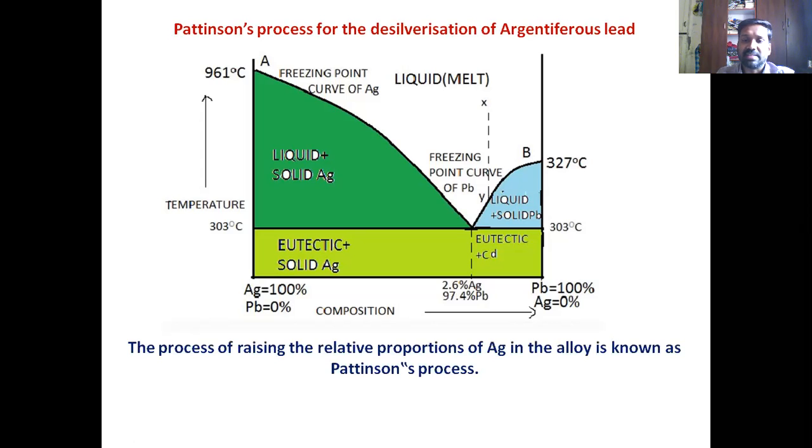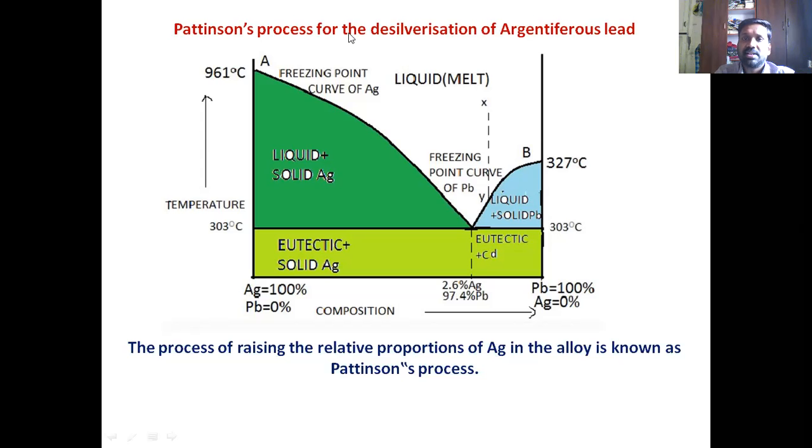So that is what the Pattinson process is. The process of raising the relative proportion of silver in the alloy is known as the Pattinson process. But you cannot raise it beyond 2.6%. You can enrich the silver in the lead ore only to the extent of 2.6% because that is the limiting value. This is the eutectic composition. Fine. So this is called the Pattinson process.